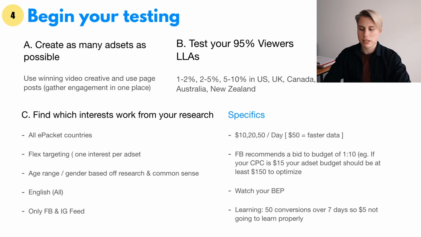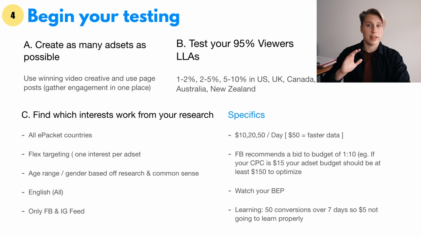Test your 95% viewers LLAs. This is where the first ad set that you're going to run is the lookalike audience. By the way, LLA stands for a lookalike audience that we created in the previous slide. Now, how you're going to do this is you're going to create 3 lookalike audiences. You're going to create a 1 to 2%, a 2 to 5%, and a 5 to 10%. So again, you can see that they are fairly broad because we don't actually have that much data. And in those 3 lookalikes, we're going to be targeting the US, the UK, Canada, Australia, and New Zealand. Essentially, it's the big 5, so the top 5 English-speaking countries.